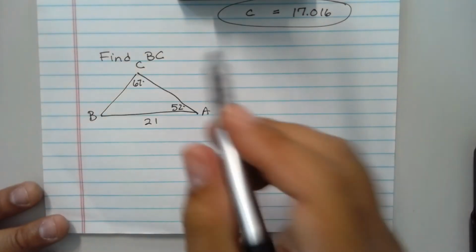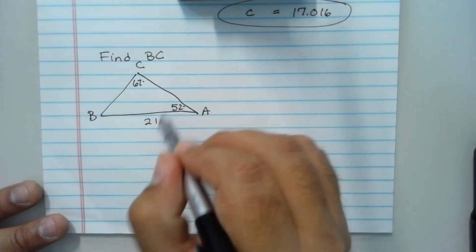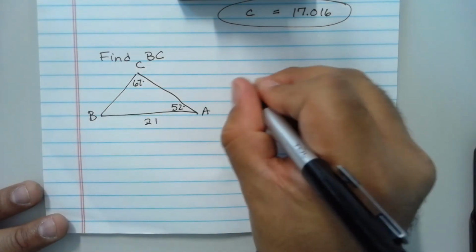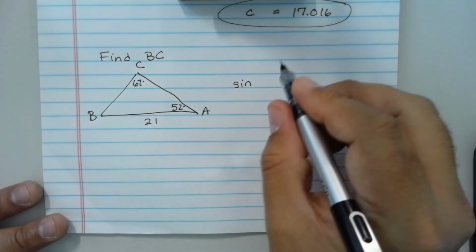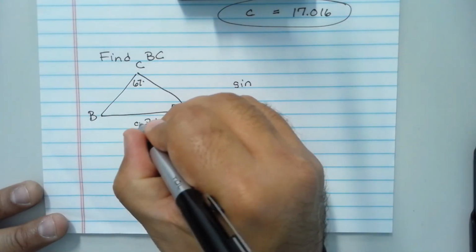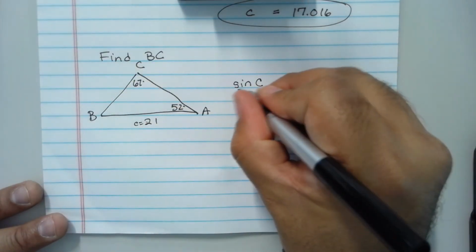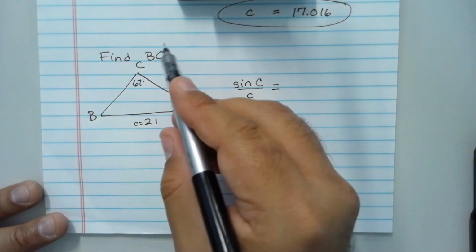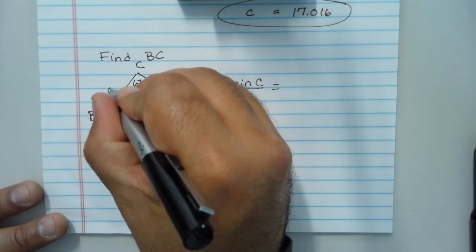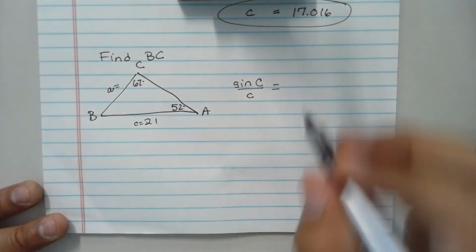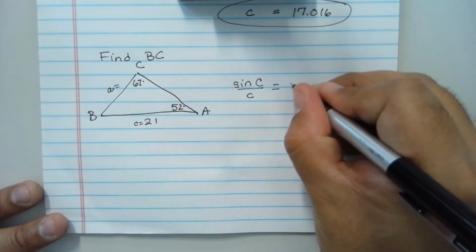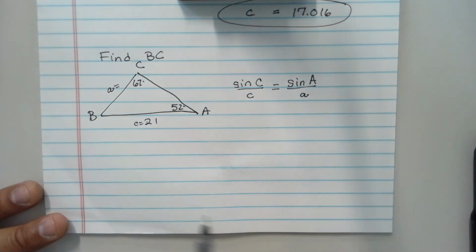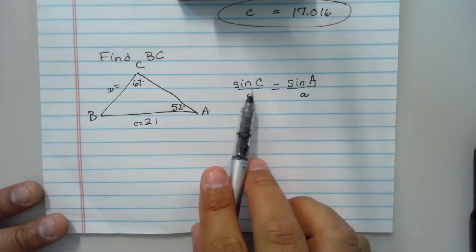Okay. Again, for this problem, we have three parts. We have two angles and one side. We could go ahead and apply the law of sines again. So we'll have sine of c over little c, since we're dealing with c, this will be lowercase c, is equal to, since we're looking for BC, we're actually looking for little a, so this angle here, which is sine of a over little a. We go ahead and plug it in.